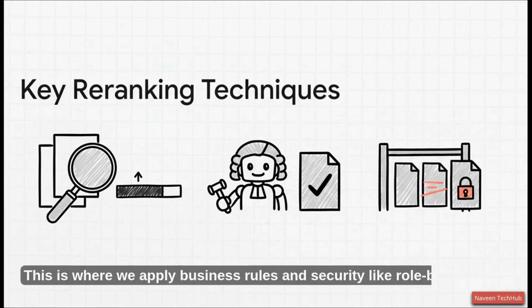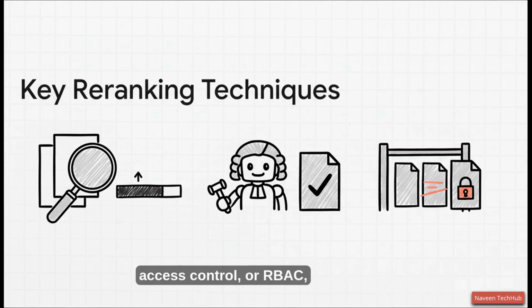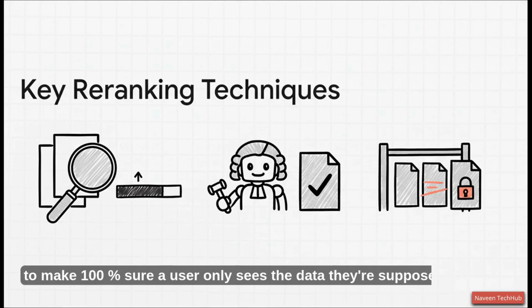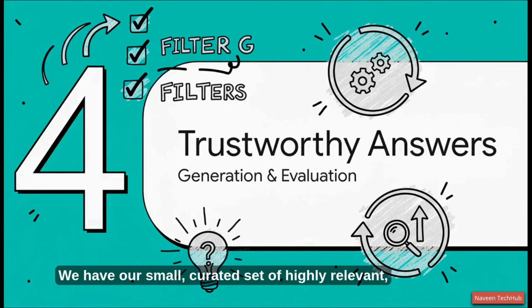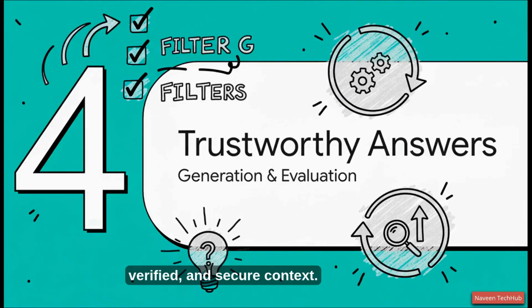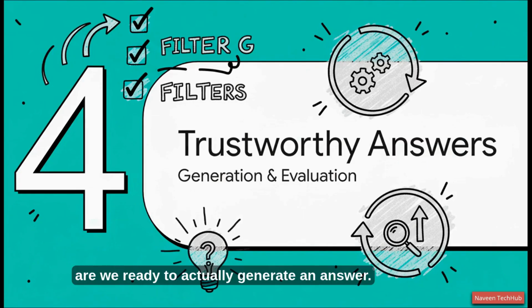And finally, something that is absolutely non-negotiable in an enterprise setting, filtering. This is where we apply business rules and security like role-based access control, or RBAC, to make 100% sure a user only sees the data they're supposed to. We're in the home stretch now. We have our small, curated set of highly relevant, verified, and secure context. Now, and only now, are we ready to actually generate an answer.